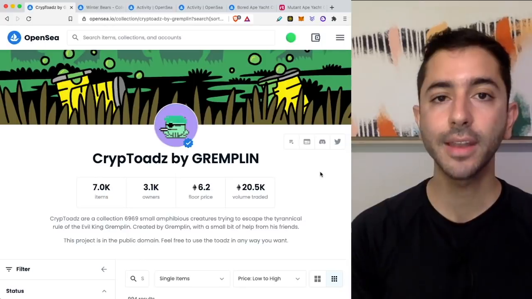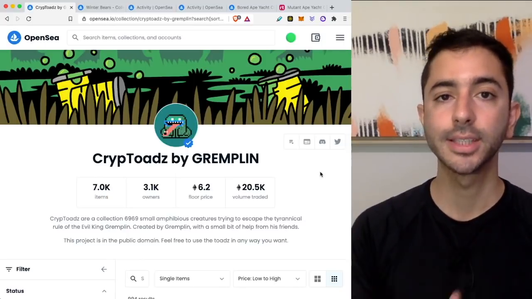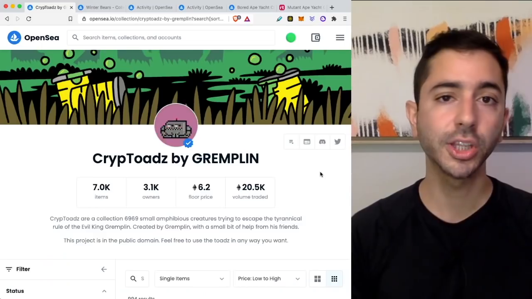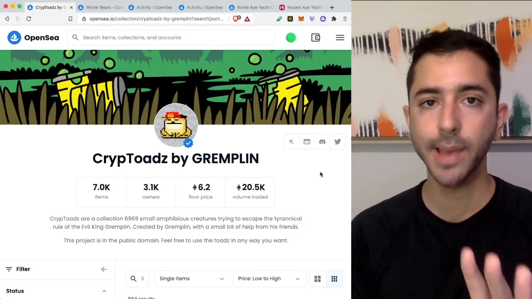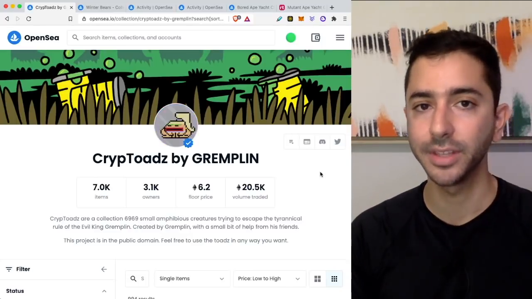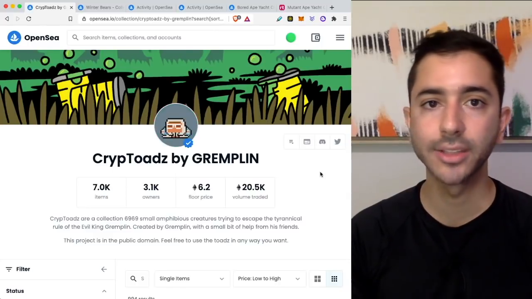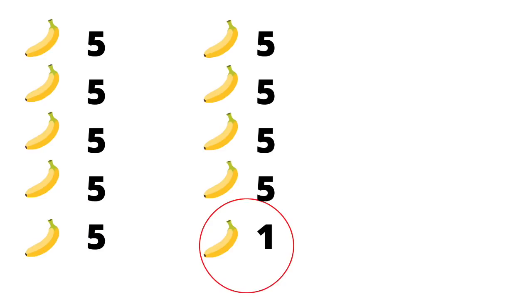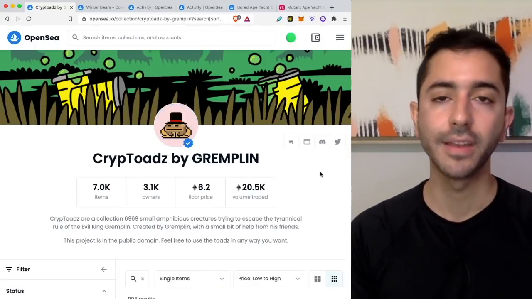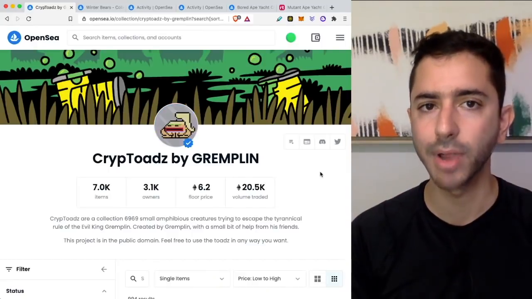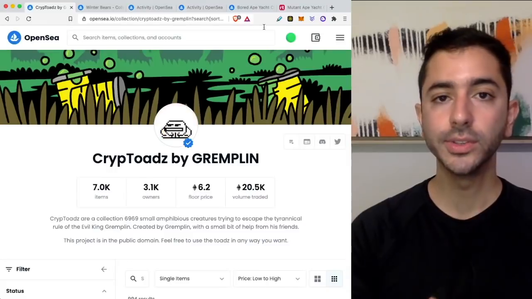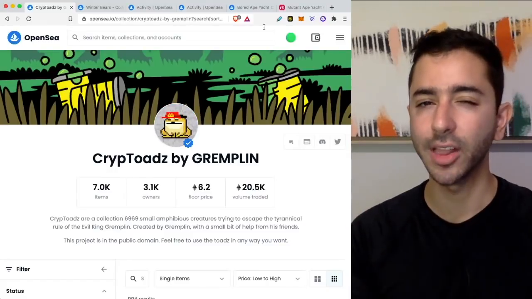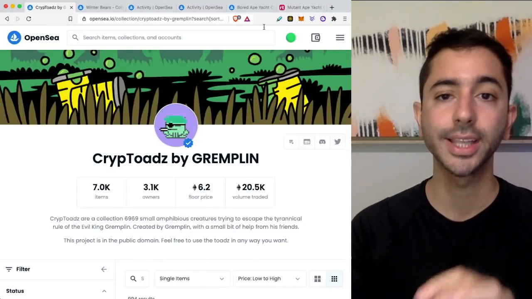Put simply, the NFT floor price is the lowest price that someone is willing to sell an NFT for. Usually we'll say it's the lowest price that you can buy an NFT, but really it's all dependent on the seller. For example, if you have 10 banana NFTs and 9 out of those 10 bananas are being sold for 5 Ethereum, but then you have 1 banana that is being sold for 1 Ethereum, technically the floor price for that NFT is 1, but it doesn't really represent the project. The other 9 are being sold for 5 Ethereum, and then you have this one outlier. So when you see a floor price, it is being set by the sellers, but it may not really represent what the project is valued at.